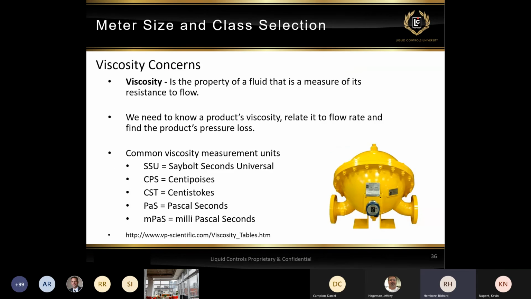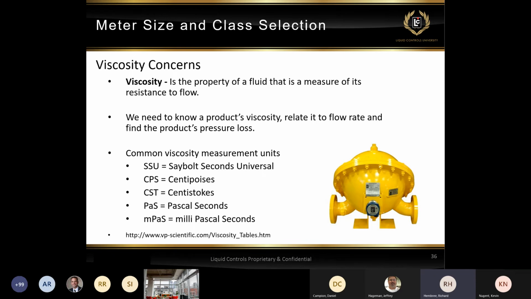Viscosity is a property of a fluid that is a measure of its resistance to flow. We need to know the product's viscosity to relate that to a flow rate and find the pressure loss. The pressure loss is very critical when we're sizing a meter because of the bearing plates, and whether we're using carbon or metal.